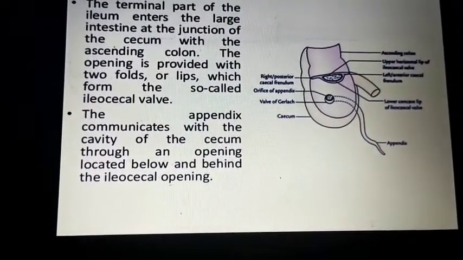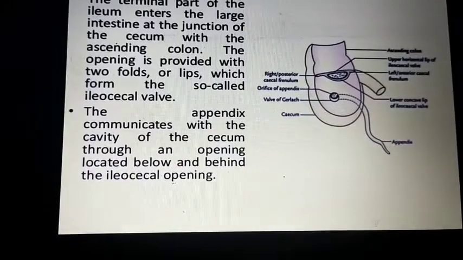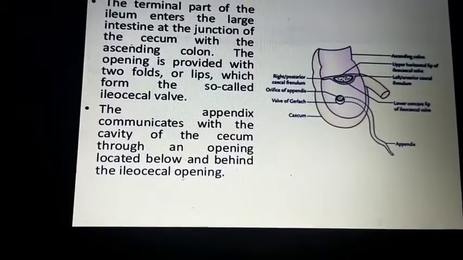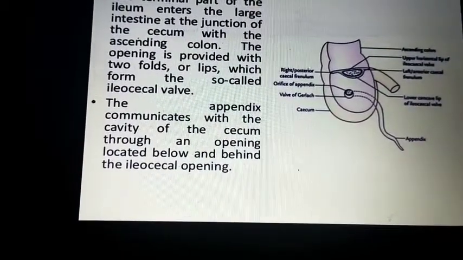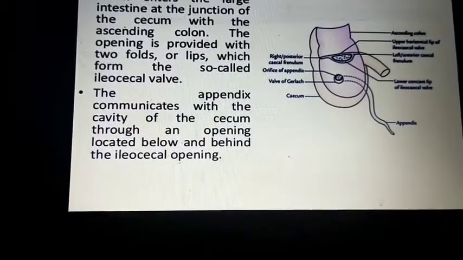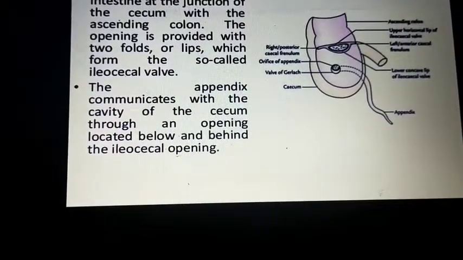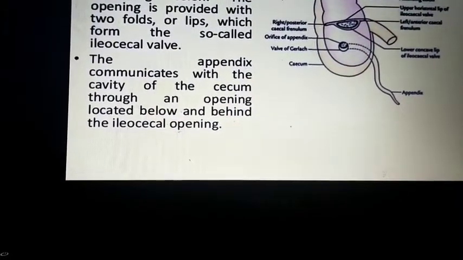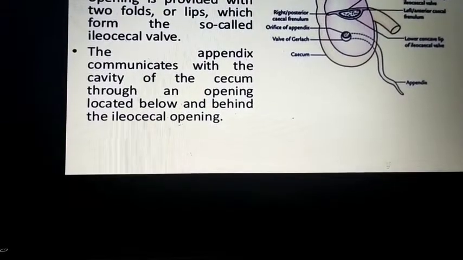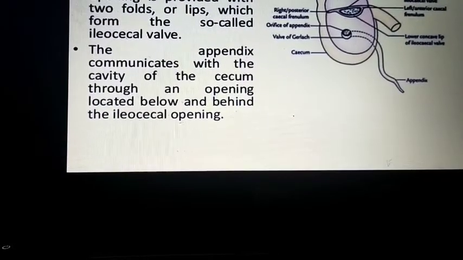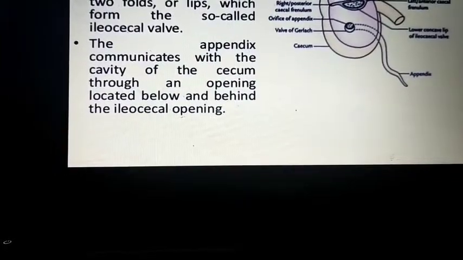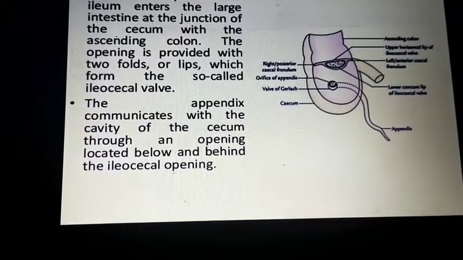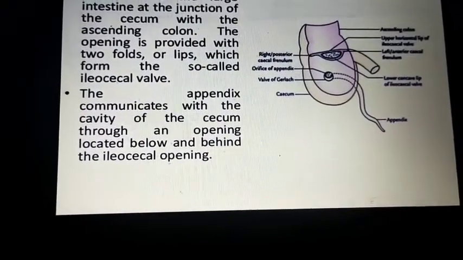The opening is provided with two folds or lips, which form the so-called ileocecal valve. The function of these folds or lips is to work as a valve. The appendix communicates with the cavity of the cecum through an opening located below and behind the ileocecal opening, and that opening is guarded by a valve, called the valve of Gerlach. I already told you during the anatomy of the appendix. It has one valve, called the valve of Gerlach.